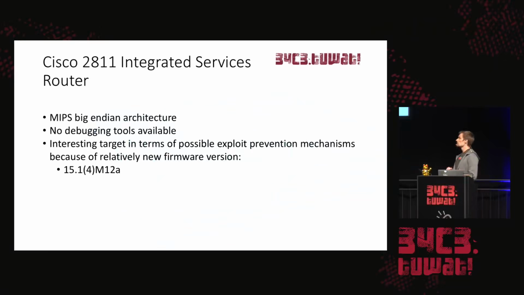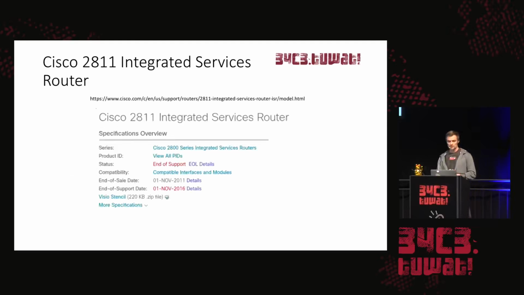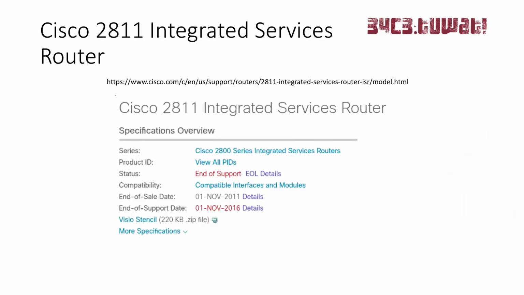it has a MIPS big endian architecture. You don't have any client debugging tools for it available. And it's interesting in that sense that the firmware is relatively new for this router. And it might be interesting to look at the defensive and exploit prevention mechanisms employed by Cisco IOS. When I say relatively new, the interesting thing is that this device is actually end of support.